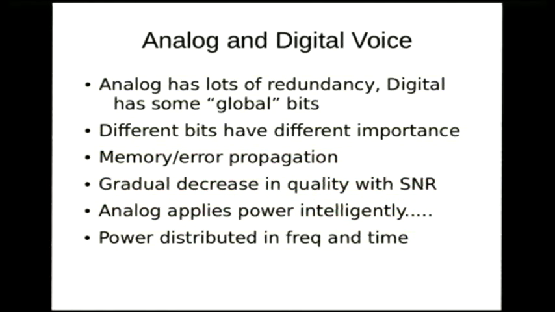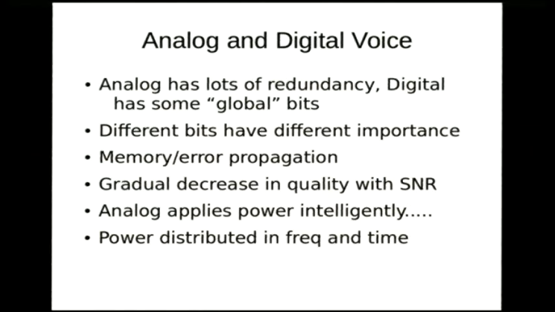So just comparing analog and digital voice, for a start, analog has a lot of redundancy. If part of my wave, say the high frequencies of what I'm saying, get wiped out for a second or so by the channel, you're still pretty much going to work out what I'm saying. If you miss one word but get the next one, you're going to work out what I'm saying. So there's a fair bit of redundancy in human speech to start off with. Digital, on the other hand, we have some global bits. If you wipe out one bit in the codec, then it might sound like rubbish. The whole frequency spectrum might sound bad for a little while. So it's perhaps a little less redundant.